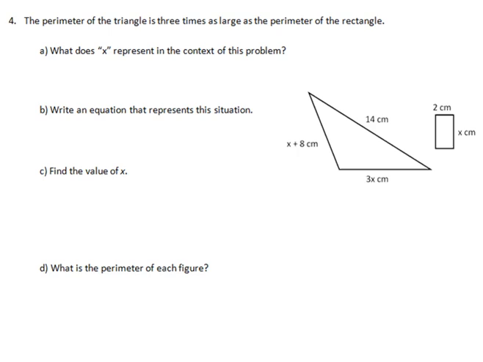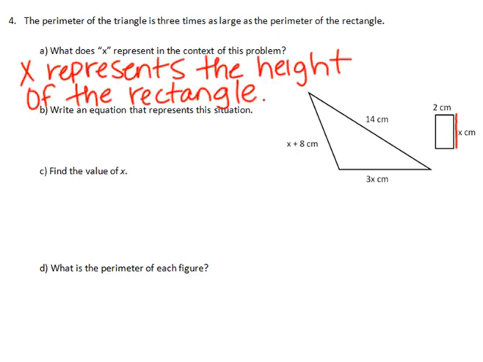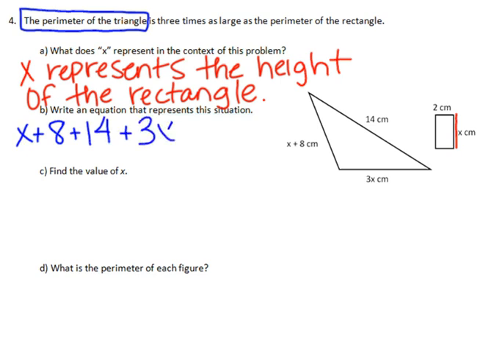Okay, next, another geometry example. The perimeter of the triangle is 3 times as large as the perimeter of the rectangle. It asks what x represents, and looking at my picture, x is going to represent the height of the rectangle. All right, now that I know what I'm solving for, we need an equation that represents this situation. So it says the perimeter of the triangle, we'll do that in blue. We can write it as x plus 8 plus 14 plus 3x.